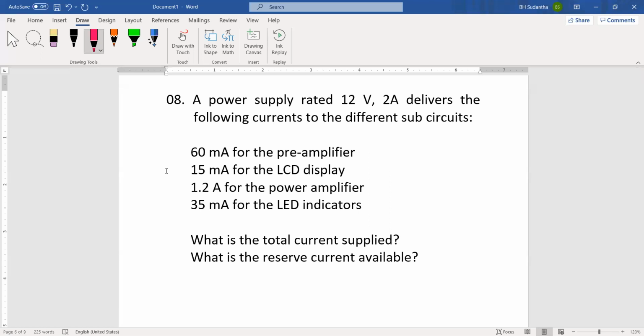We have a DC power supply. How do I say DC volt? It's 12 volts, 2 ampere. It's not mentioned as AC. Then there are four different sub-circuits. First one is pre-amplifier, LCD, power amplifier, and a couple of indicators. We have to provide power for all these four circuits, but when you connect all these circuits to the main power source, the currents drawn by each and every circuit, those figures are given. Then we have to find the total current of the circuit and the reserve current available. Shall we try this?